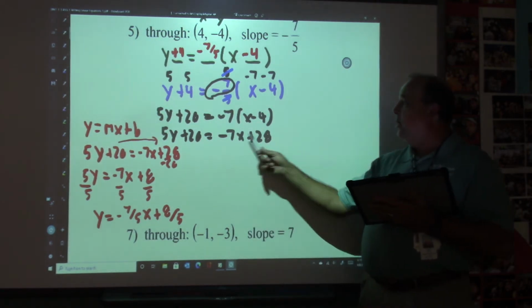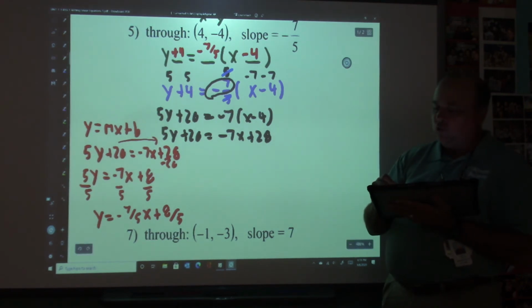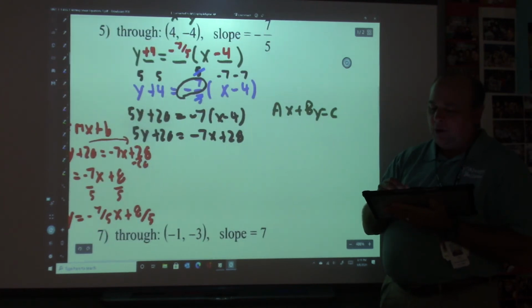Now then, we're going to go over here, write this down, and we're going to write down the standard. So let's do the standard in green. So I'm going to have ax plus by equals c. So I'm going to write this down again: 5y plus 20 equals negative 7x plus 28.